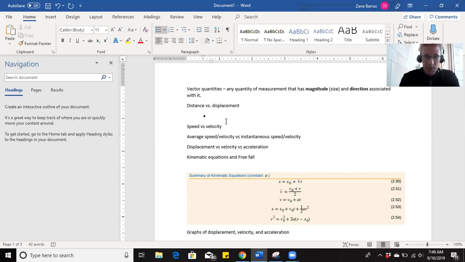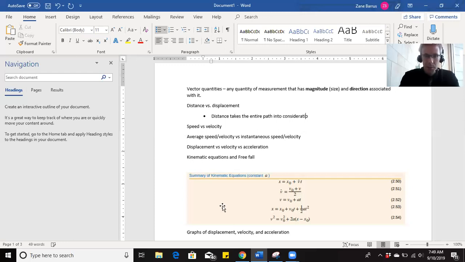Okay, so distance is the total, let's put it this way, I don't want to use the word distance in the definition for distance. Distance takes the entire path into consideration.